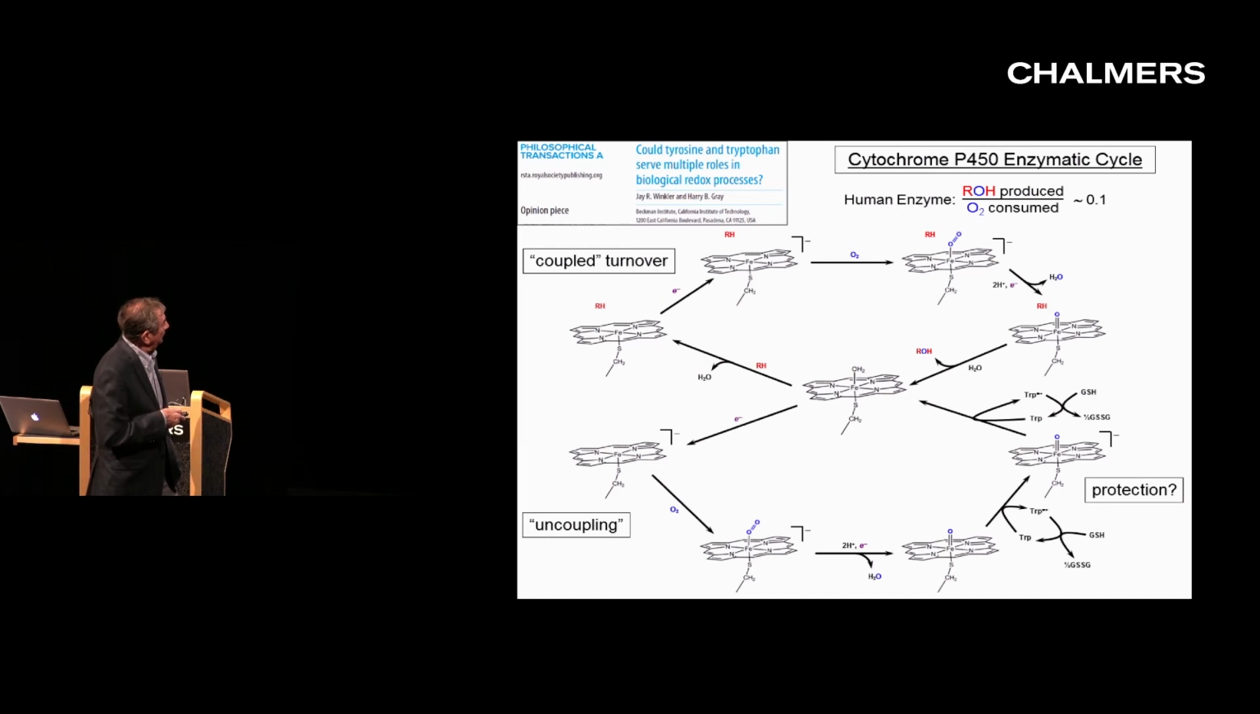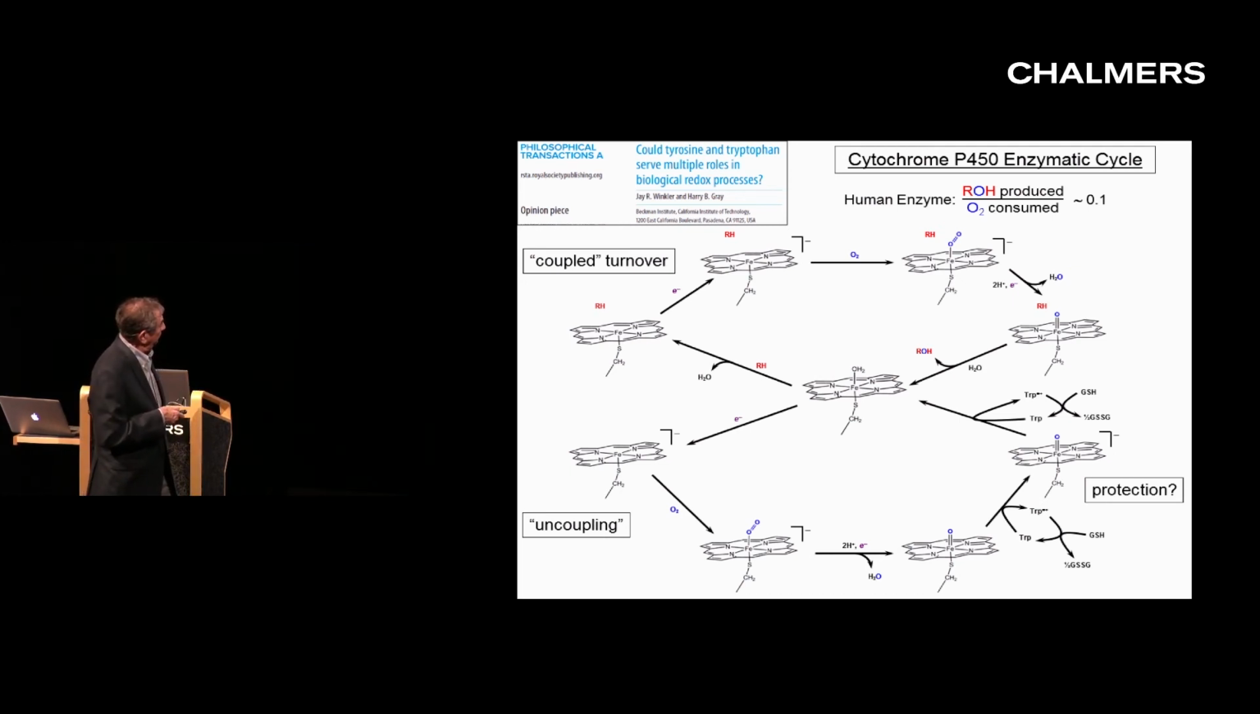We hypothesize that there will be a tryptophan, maybe some tyrosines, that will actually intercept these holes if the system generates them and the substrate's not there. The holes will be intercepted by tryptophan and maybe handed off to tyrosines to get out to the edge of the protein, where the system can be protected by reduction by glutathione.